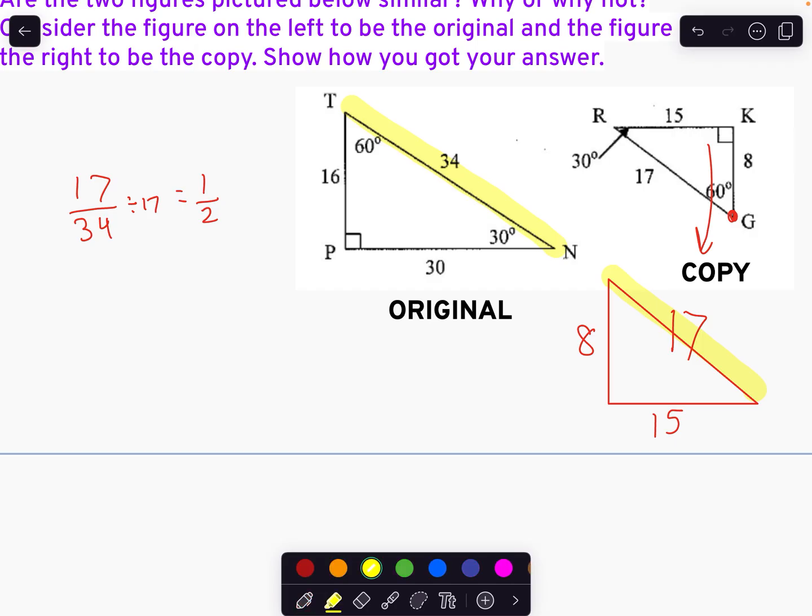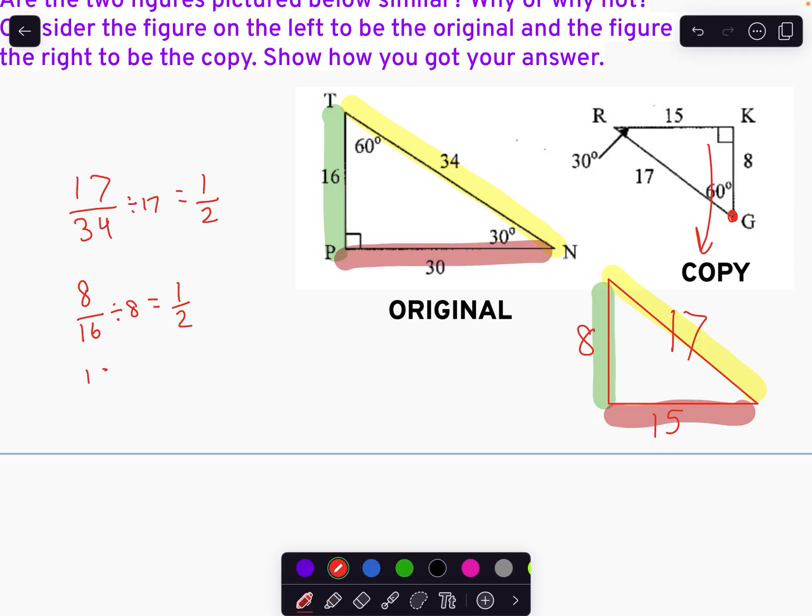Okay, let's see if the rest of them give us the same thing. They have to be the same in order for it to be similar. Let's look at these two. Okay, so the new 8 over the old 16. If I reduce by 8, again, I get 1 over 2. So it's looking good so far. Let's do the last thing. 15 and 30. Okay, so the new 15 over the original 30. I can simplify by 15. That's 1 over 2. So since everything simplifies to the same scale factor, I could say, yes, these are similar figures.